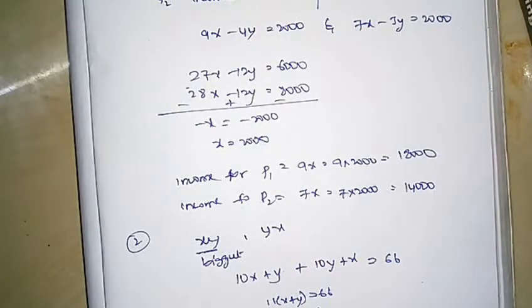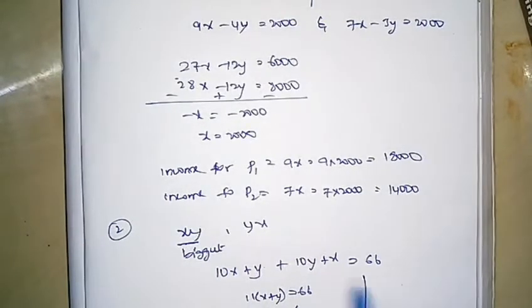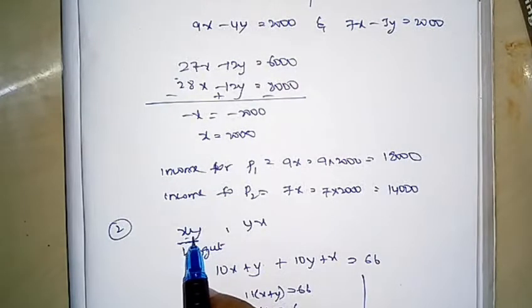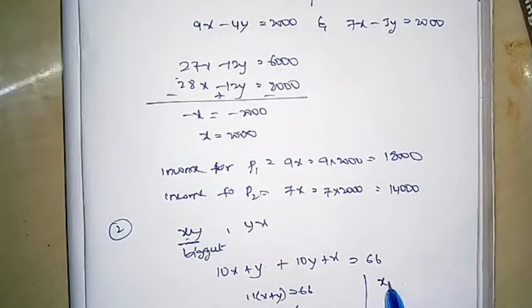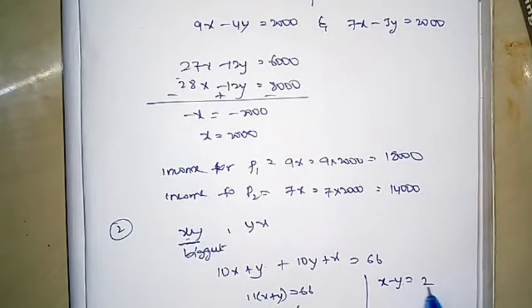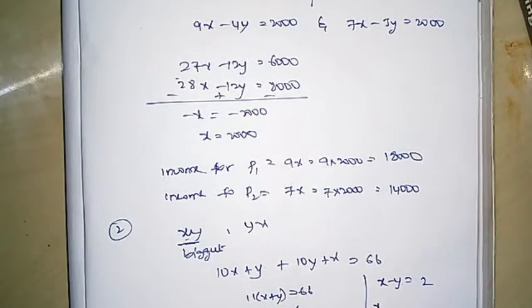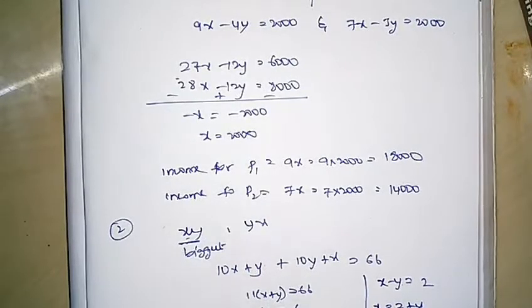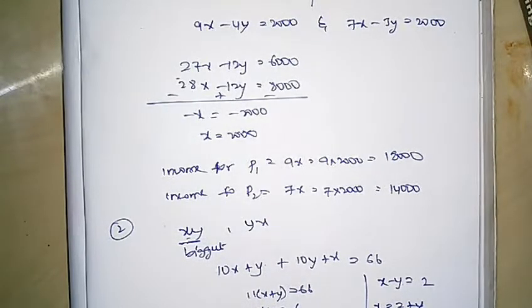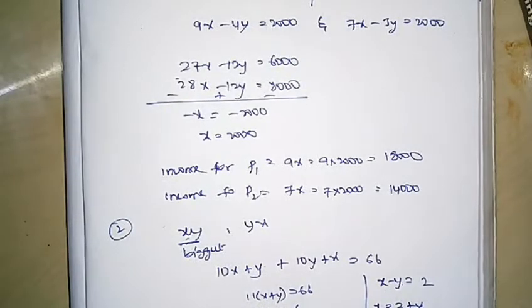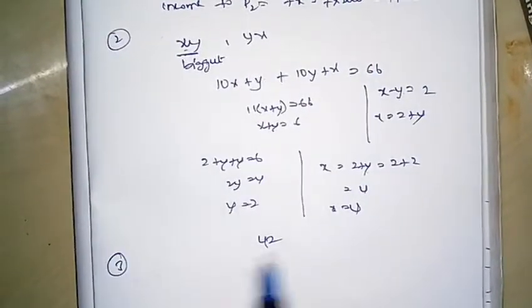The digits of the number differ by 2, so since xy is the biggest number, x will be larger than y. So x minus y is equal to 2. That means x is equal to 2 plus y. Substitute the second equation in the first equation, you get 2 plus y plus y is equal to 6. So 2y is equal to 4, y is equal to 2. Substitute this in the first equation, x is equal to 2 plus y is equal to 2 plus 2 is equal to 4. So therefore x is equal to 4. The number is 42.